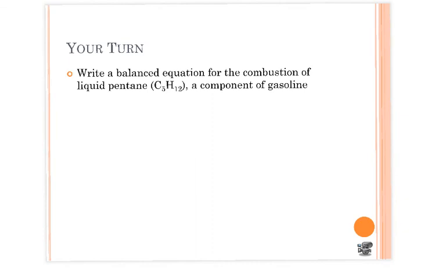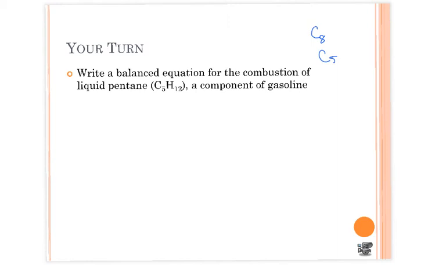Okay, now give this a try. Write a balanced equation for the combustion of liquid pentane, a component of gasoline. So we've talked about octane. Octane, remember, had 8 carbons. Pentane has 5 carbons. So these are all hydrocarbons that we get from fossil fuels, and we use them in gasoline to give us energy in an exothermic reaction.